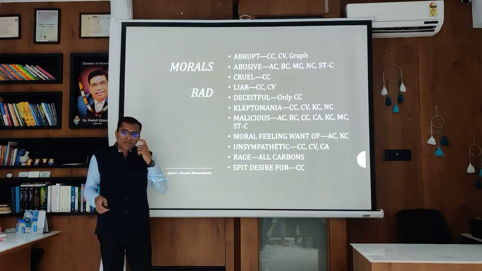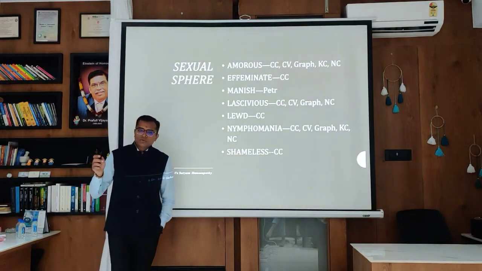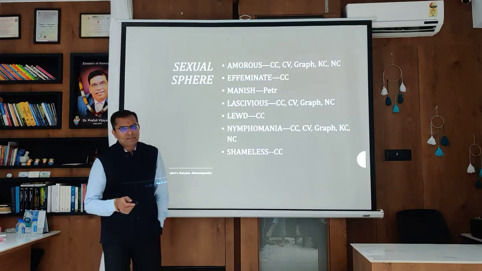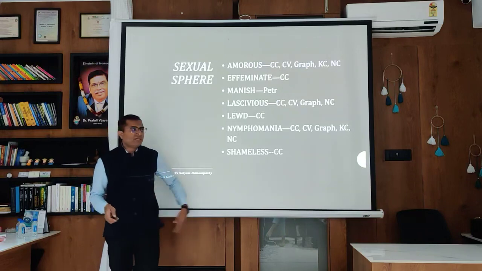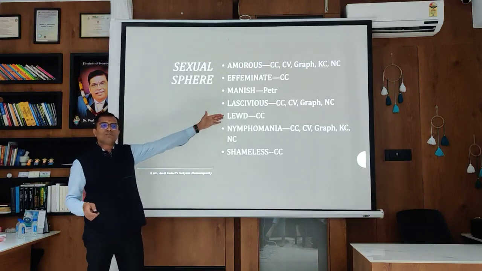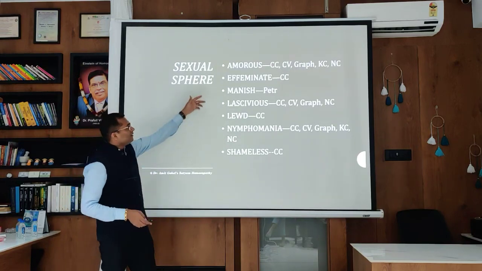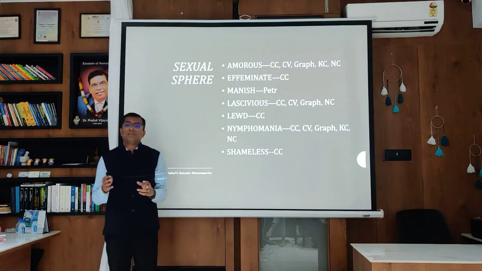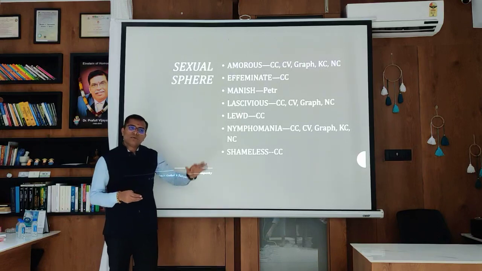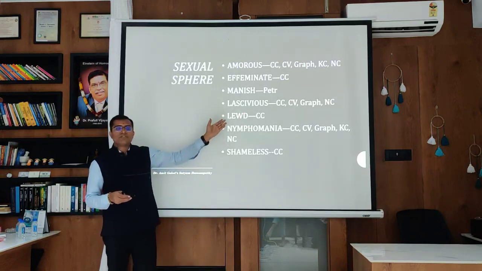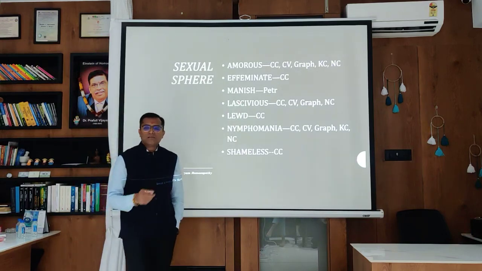So this is what all carbons and carbonicums have: sexual spheres. Carbons are very sexual. They have an amorous feeling, effeminate, mannish. I say effeminate and mannish because there is a confusion of their identity. Lasciviousness, lewdness. Again, this confusion of identity also leads to being morally attached to the same sex. That's why they go into this form also, because of the sexual sphere. So lascivious, lewdness, nymphomania and shamelessness.